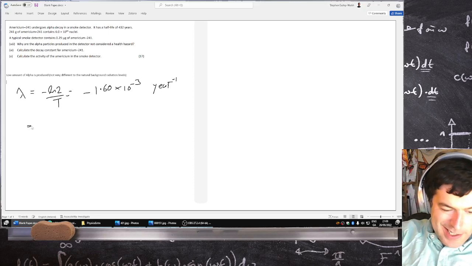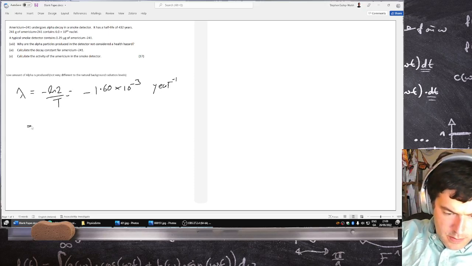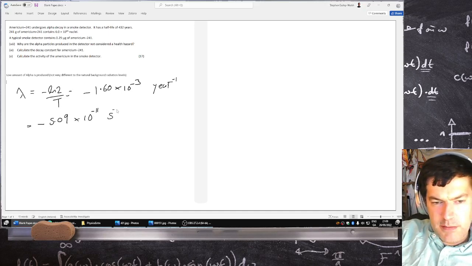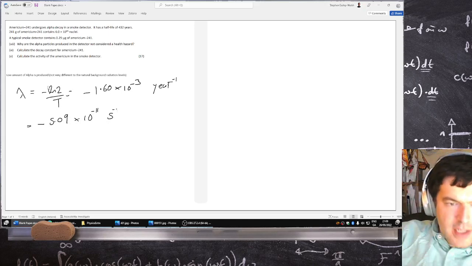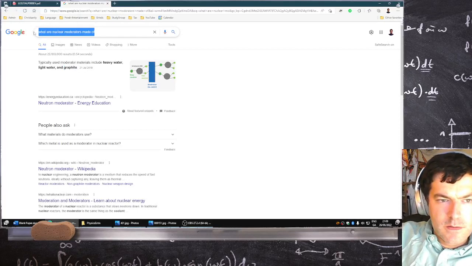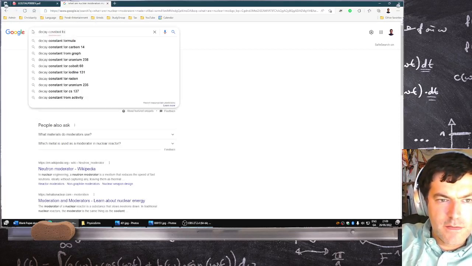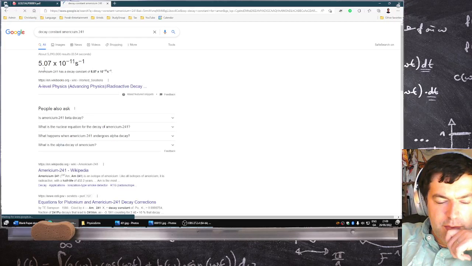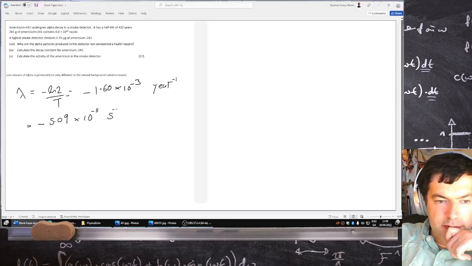But if you want to go with seconds, 365 days, 24 hours, 3,600. That would be minus 5.09 times 10 to the minus 11 per second. Let's check what that is. The decay constant for americium: 5.07 times 10 to the minus 11.